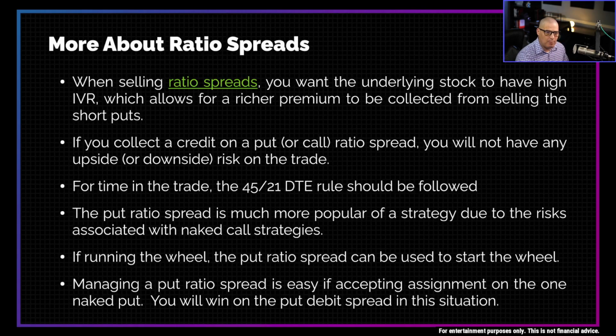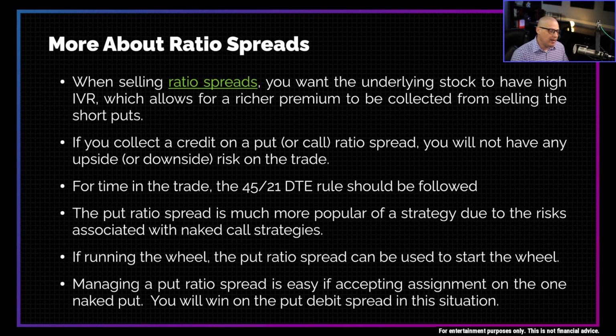So let's do a quick recap on what we've learned about ratio spreads so far, and that includes the put ratio spread, the call ratio spread, and the double ratio spread. So when selling ratio spreads, you want the underlying stock to have high IVR, because when we're selling options, we want our premiums to be richer. So you want high IVR before you put on a ratio spread. Also, as long as you collect a credit on a put ratio spread or a call ratio spread, you're not going to have any risk to the upside or the downside, depending on whether you're doing put ratio spreads or call ratio spreads.